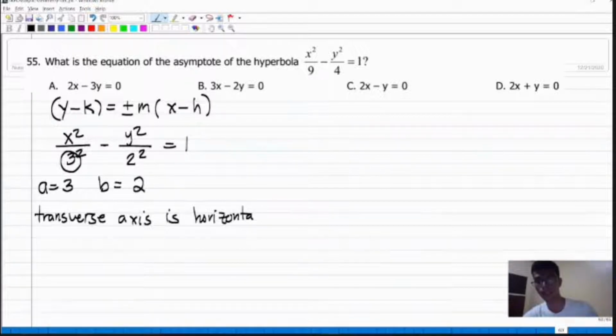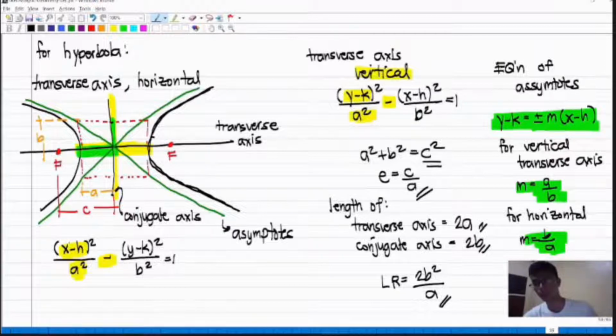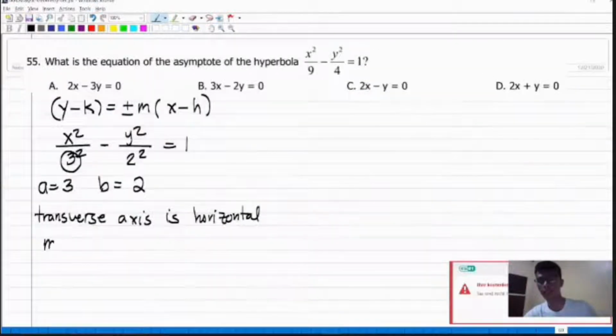Para lang masundan natin. Tama, di ba? Ito. Di ba kapag si a square ay nasa baba ni x square, the transverse axis is horizontal. And kasi nga, kailangan natin mag-b. So, dahil horizontal yung transverse axis, m is equal to b over a. So, that is 2 over 3.